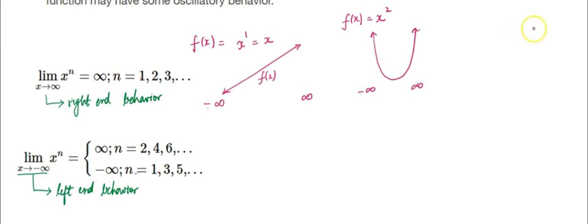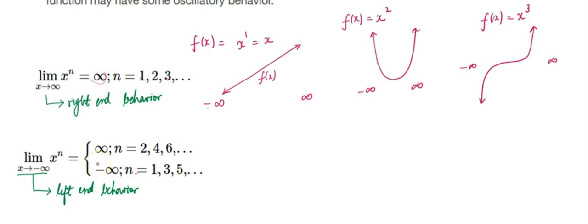Then the third one is a chair-shaped graph. This is of degree 3. This is the left end, and that's the right end. So as x approaches positive infinity, the right end of the graph is positive infinity. As x approaches negative infinity, the left end of the graph is negative infinity. We'll come back here and observe the behavior for 3. The right end behavior says it's positive infinity. Is that the case? Yes, it is.